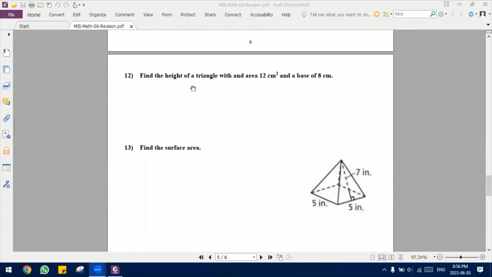Question 12. Find the height of a triangle with an area of 12 centimeters squared and a base of 8. Okay, always do it step by step. Write the formula. Area is equal to base times height divided by 2. Now it's time for substitution. Area is 12, equal to the base, which is given, 8, times the height, which is not given, I need to find it, divided by 2.